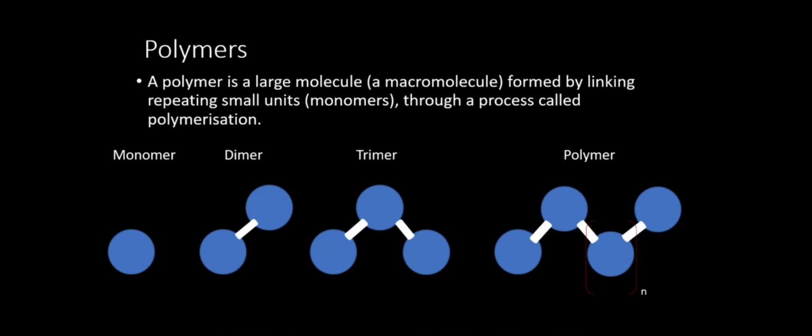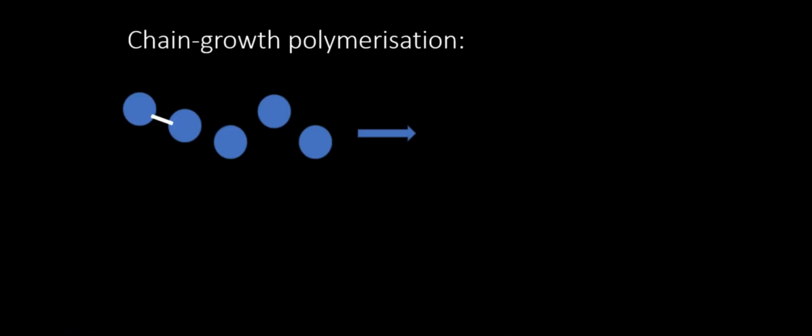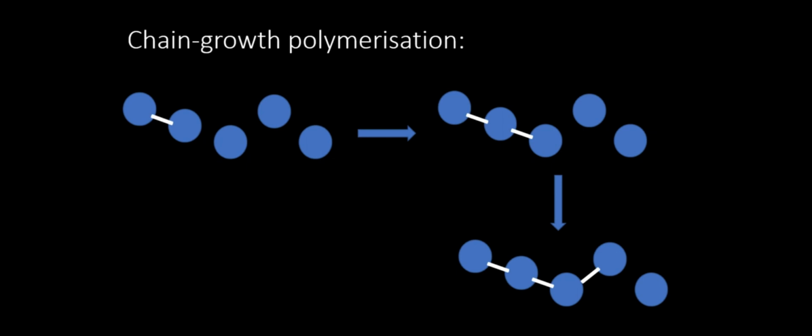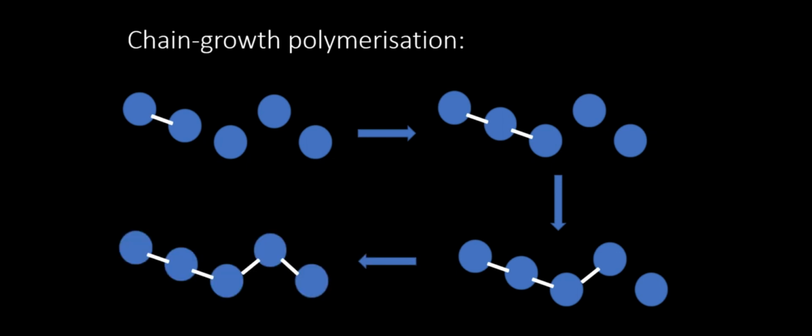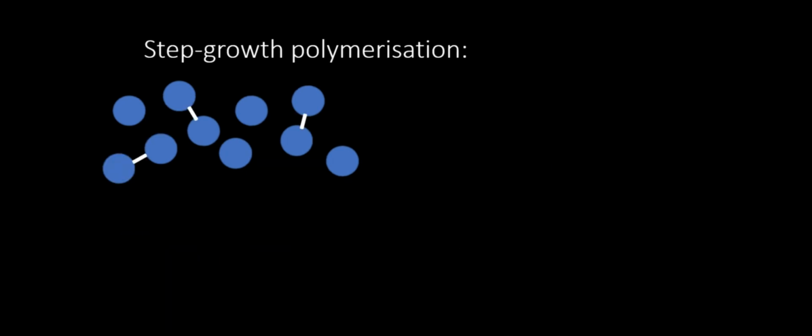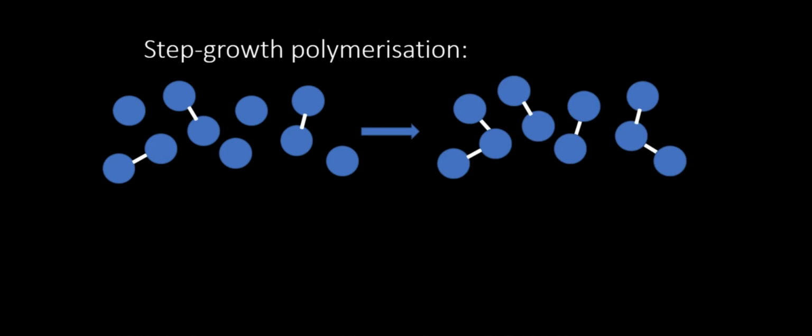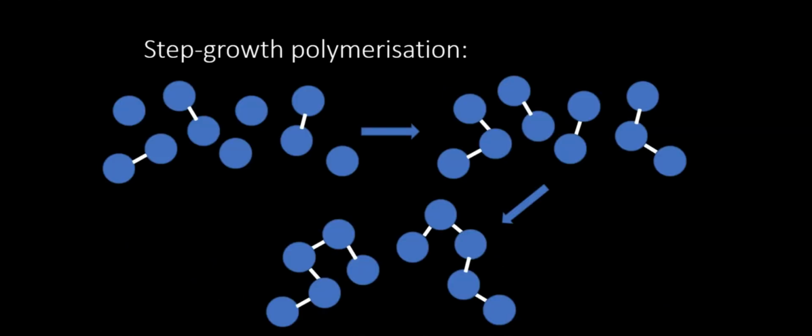You have monomers, where there's one unit, dimer, 2 units, trimer, 3 units, and so on, until you get a polymer where there's n number of units. So there's two types of polymerization. The first one being chain growth polymerization, where monomers are added one by one at the end of a growing polymer chain. And then there's step growth polymerization, where both monomers and growing chains have reactive groups, and therefore all species can join to form longer chains.